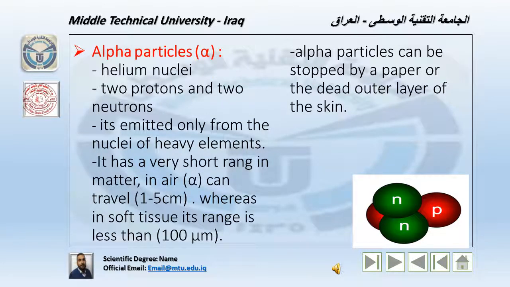Alpha particles. Helium nuclei, which have 2 protons and 2 neutrons. It's emitted only from the nuclei of heavy elements. It has a very short range in matter. In air it can travel from 1 to 5 centimeters, whereas in soft tissue its range is less than 100 micrometers. Alpha particles can be stopped by a paper or the dead outer layer of the skin.